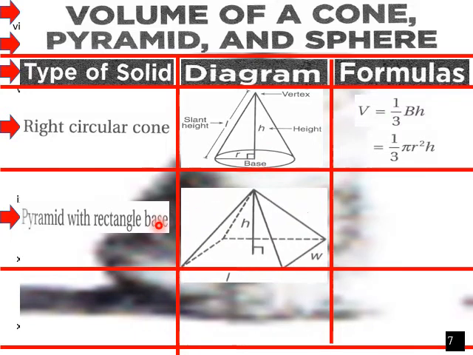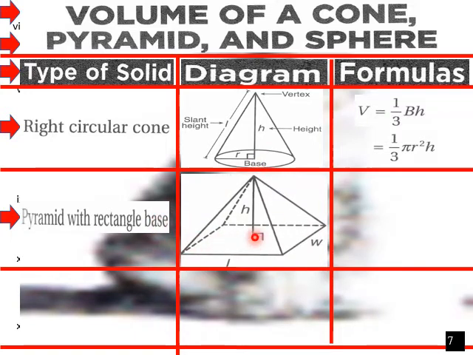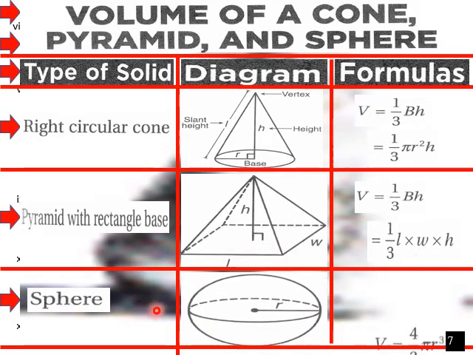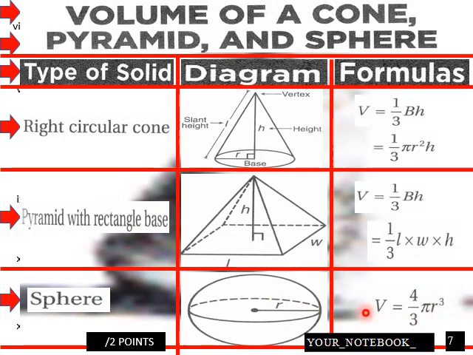Pyramid with a rectangular base. So we have a pyramid here with a rectangular base. The volume again would be 1/3 times the area of the base times height. So it'd be 1/3 length times width times height for the volume of a pyramid with a rectangular base. And the volume of a sphere would be 4/3 pi r cubed. So very important formulas to take down and to memorize for your SAT.